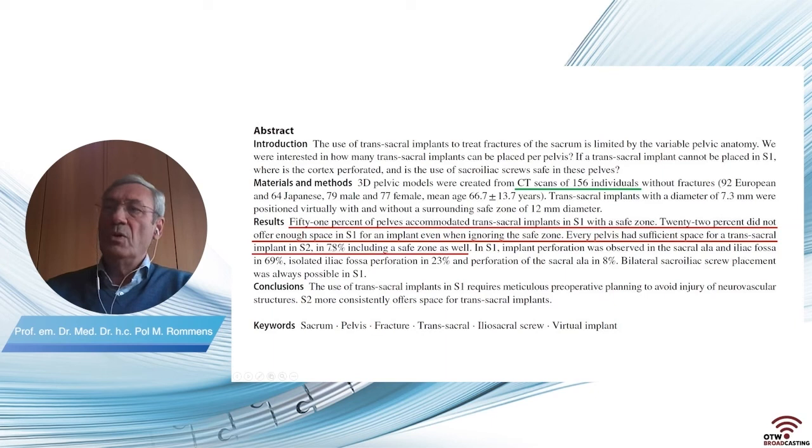And in S2, there could be a corridor in most of the cases, but there the diameter is smaller and not all of the fractures are suitable for this type of stabilization because most of the fractures are situated above S2. But it is very striking that we are not able to implant a straight transsacral bar in about half of our patients, and when we ignore the safe zone, in about a quarter of our patients.